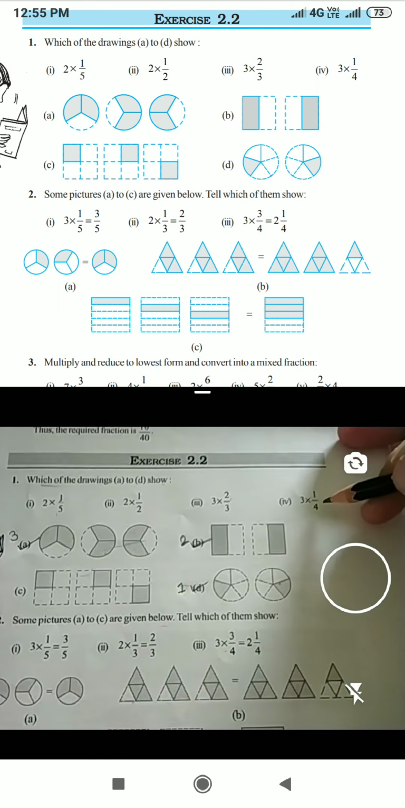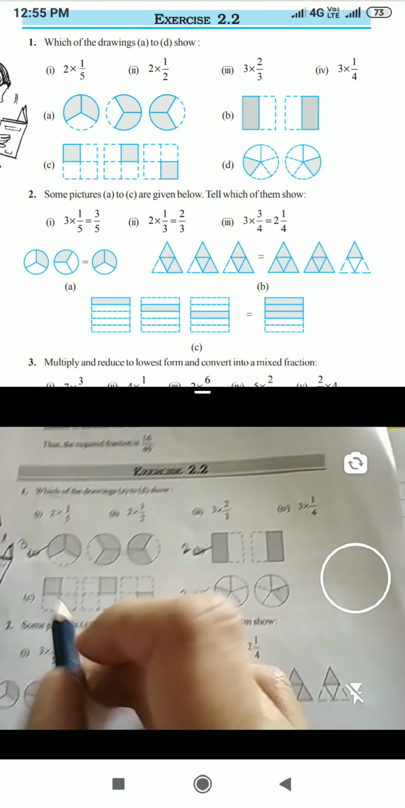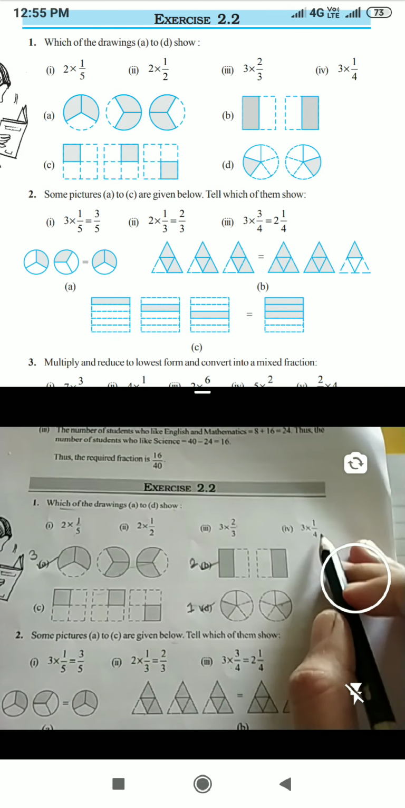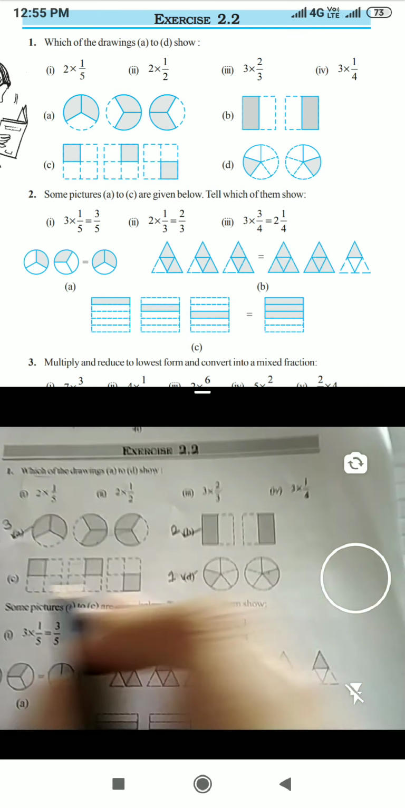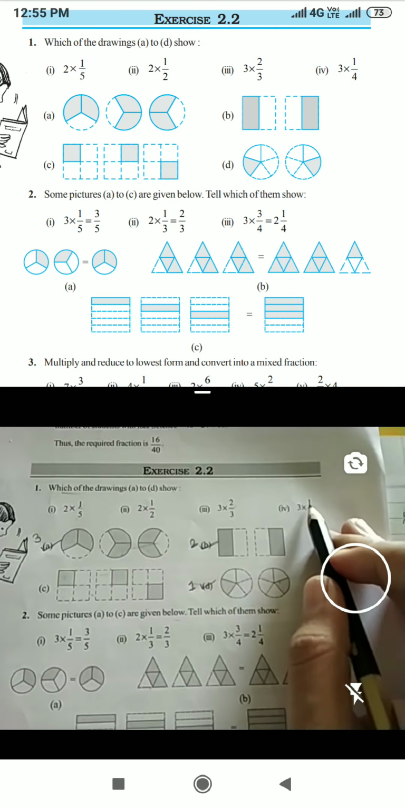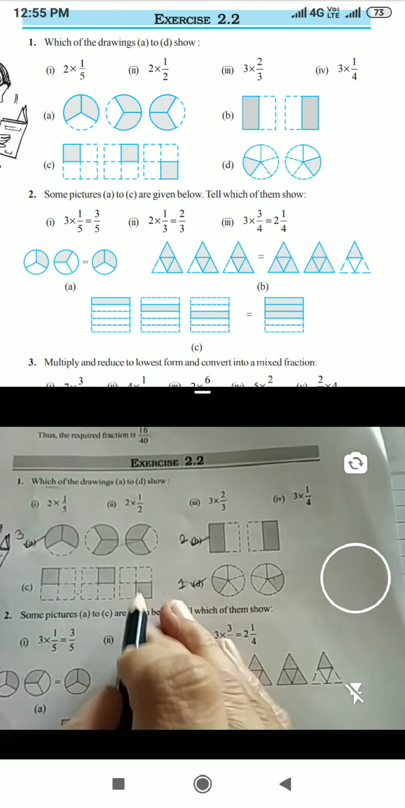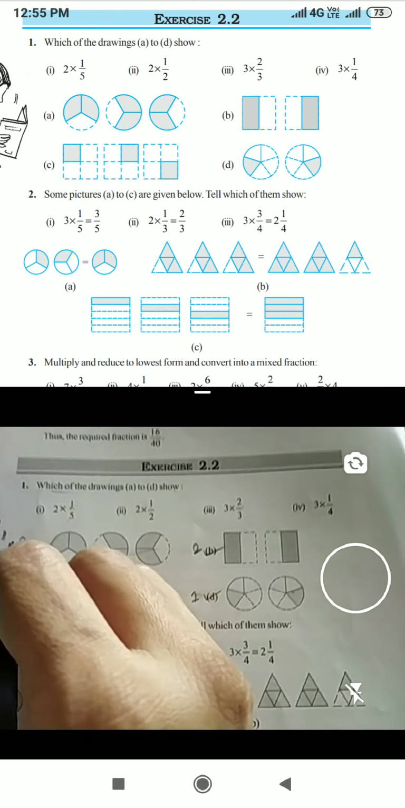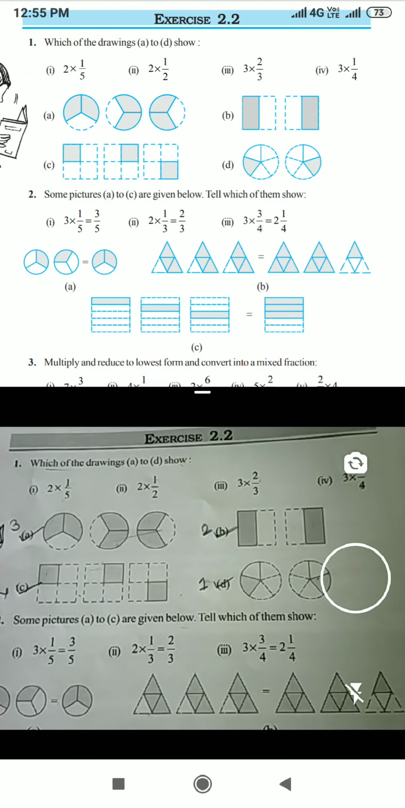Now the fourth one. Three wholes should be there. Yes, three are there. It should be divided into four equal parts. Yes, it is divided into four equal parts. And how many parts should be shaded? Just one. One part is shaded. So this is our fourth answer. Got it?